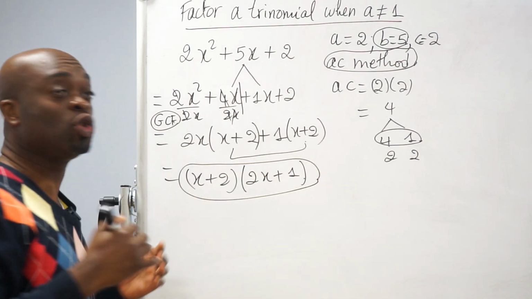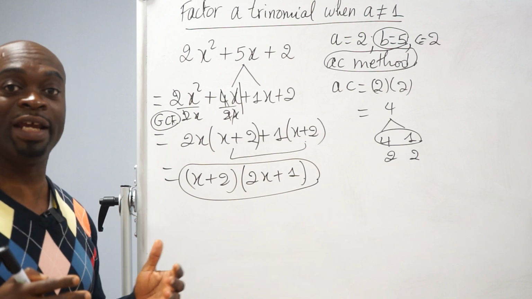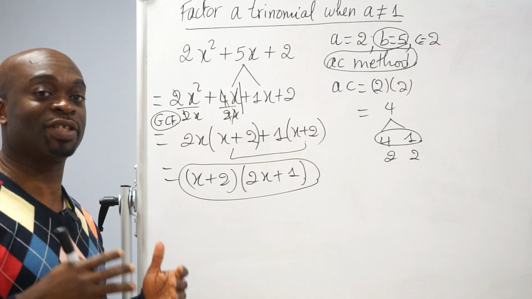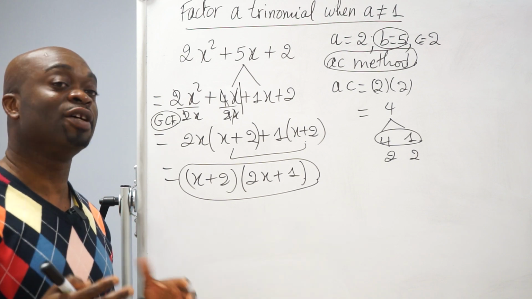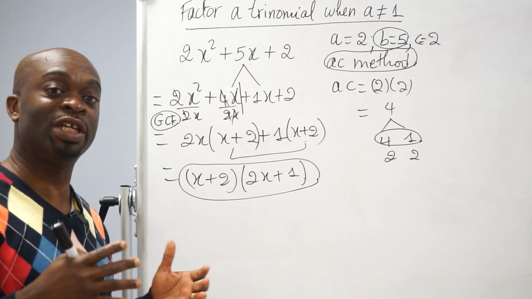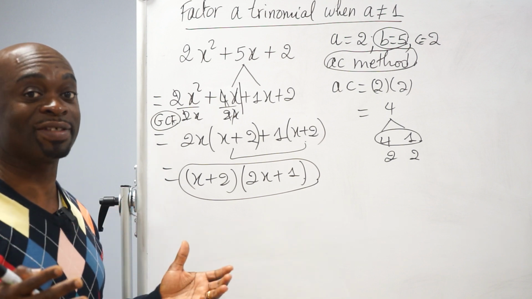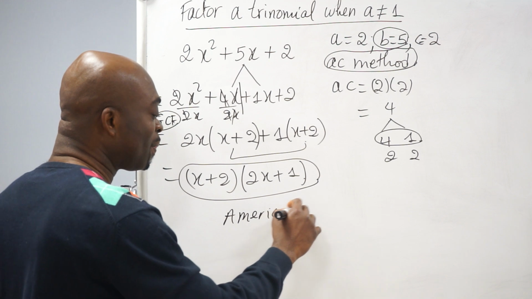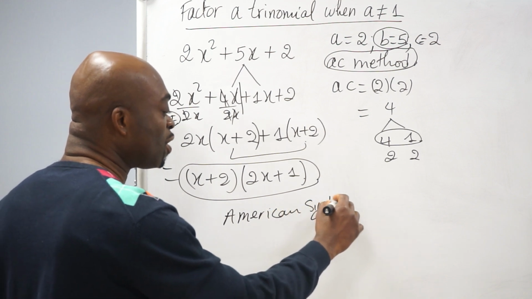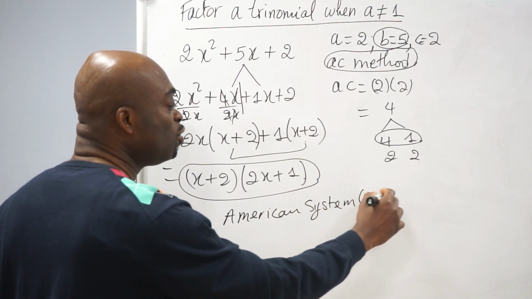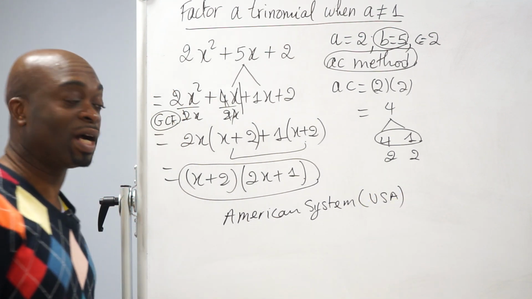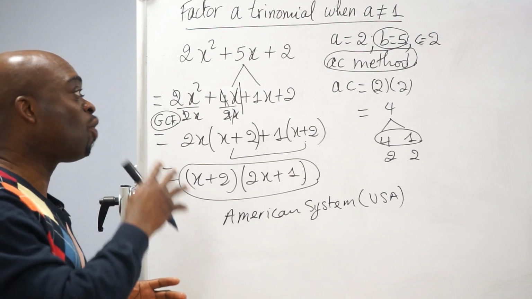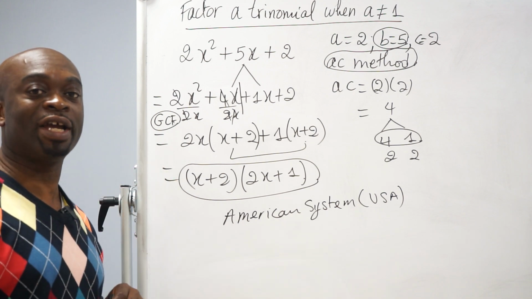So this is a way of factoring a trinomial when a is not equal to 1 in the American system. All right? In a lot of other systems, it's dealt with differently. We're going to also account for that in another video. But right now, this is the American system that is used to do this one, so we're basically talking about the USA, the United States of America. So take your time, go back and do it again. We're going to have more examples, okay?